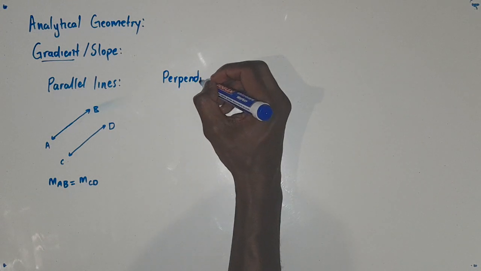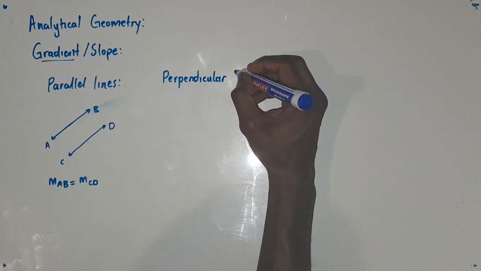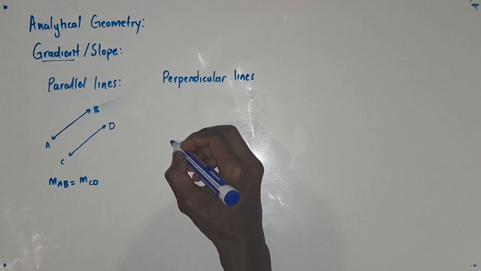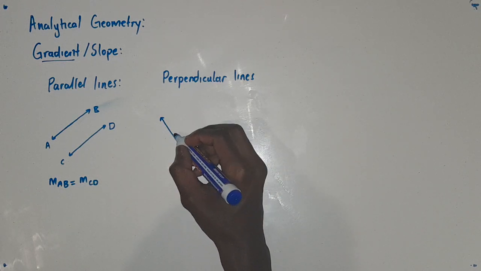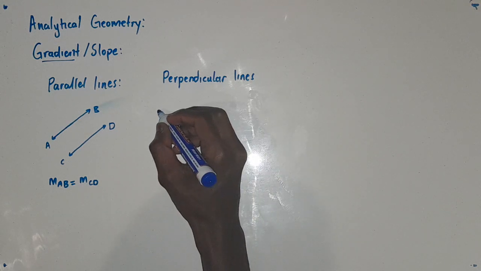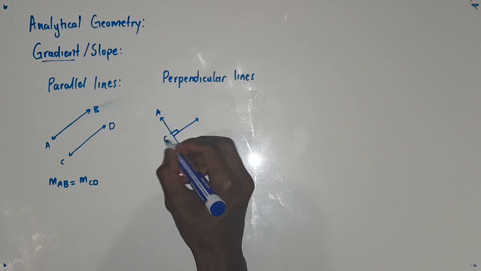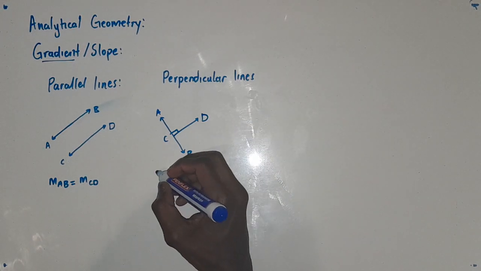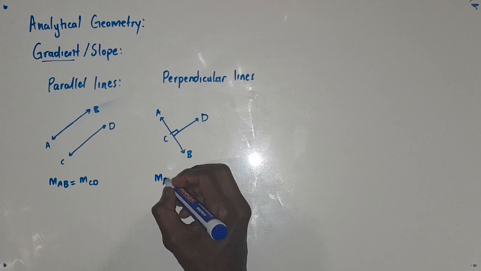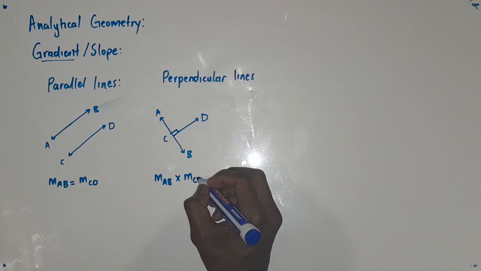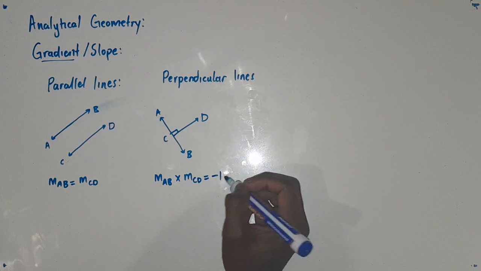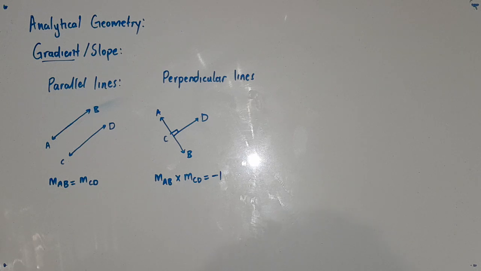Now for perpendicular lines, let's say if we have something like this, say we have A, B, C, D. As for perpendicular lines, the gradient of AB multiplied by the gradient of CD must give us -1. You see? Then, let me give you one example now.